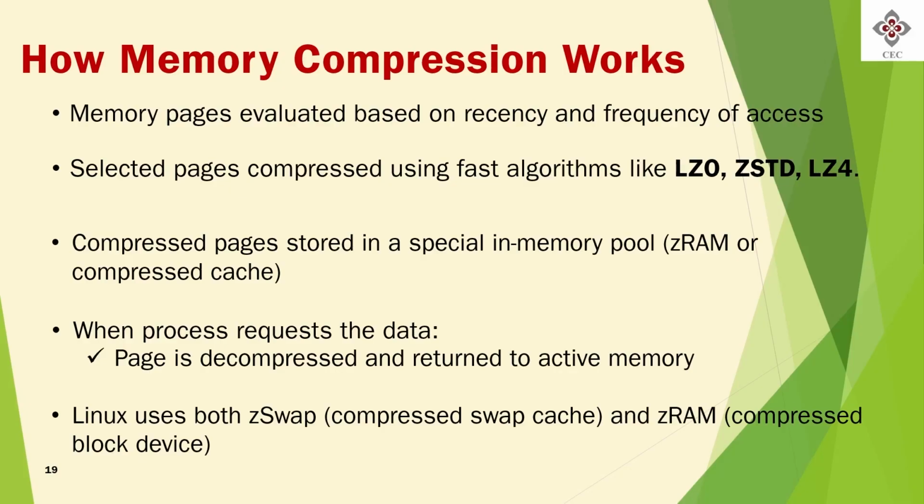Compressed pages are stored in a special in-memory pool, a portion of memory in mobile memory systems called ZRAM or a compressed cache. So, that portion will contain only the unused pages. When a process requests the data, the page is decompressed and returned to active memory for its processing. Till then it remains dormant. Linux uses both the zswap and zram techniques. Based on the operating systems we use for mobile, we use these kinds of compression techniques.